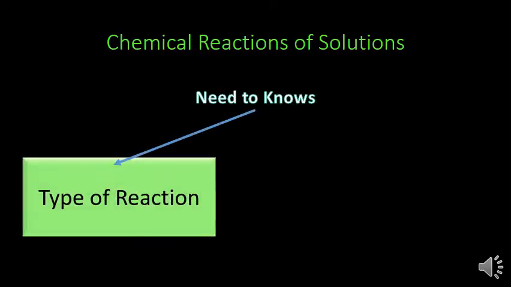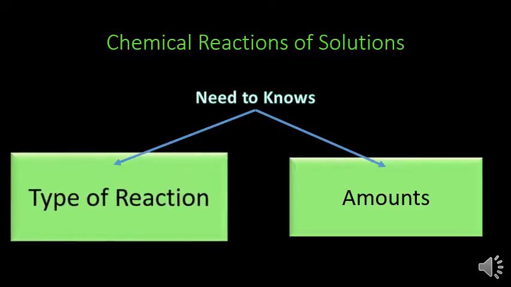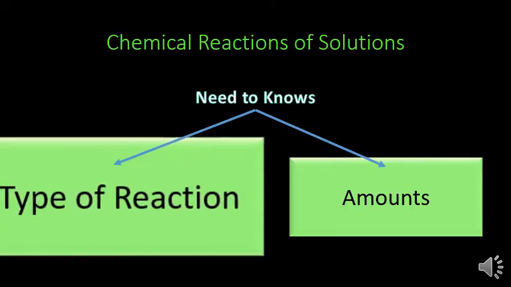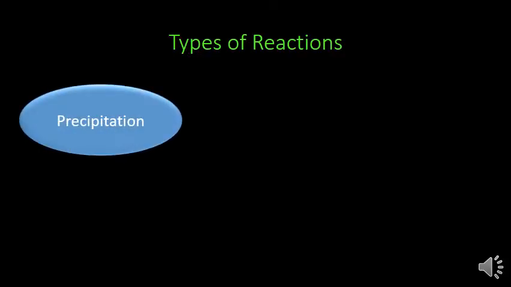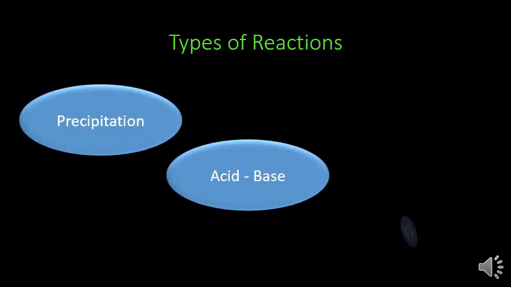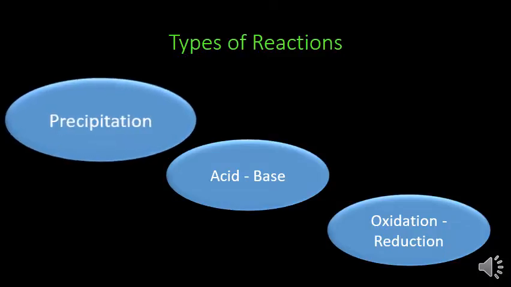First, we need to know the type of reaction that it is. The second thing is the amount. Well, we already did that. We've already looked at molarity. So now we need to look at the type of reaction. So now we're going to look at precipitation reactions, acid-base reactions, and redox reactions. But first, let's start with precipitation.